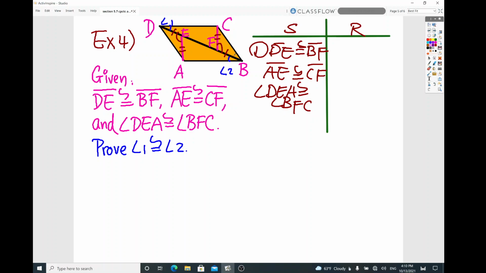Okay. So now finally you want to show that angle 1 is congruent to angle 2. So in order to show that angle 1 is congruent to angle 2, that means we need to prove that triangle EAB is congruent to triangle CFD, and then use CPCTC to prove that angle 1 is congruent to angle 2. Another option is that we can show that triangle DAB is congruent to triangle BCD. So it depends on which way you like. So start out with the given, as always.